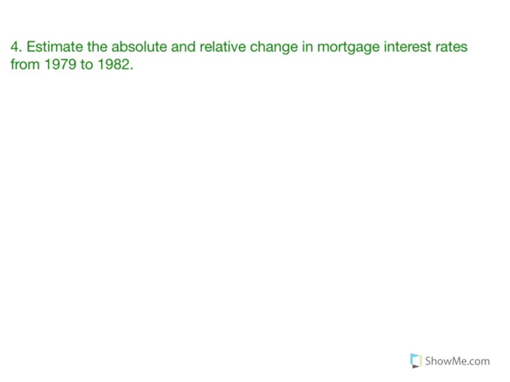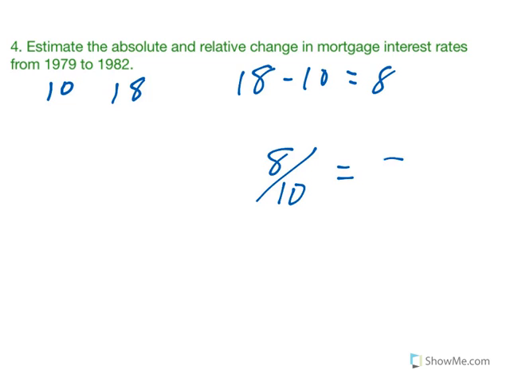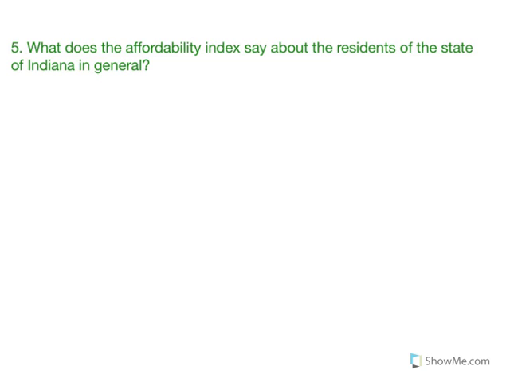In number 4, absolute and relative from 79 to 80. Well, I used 10 for 79 and 18 for 82, and again, you might have used something different, but when I did my absolute, 18 minus 10 is 8, and then my relative, 8 divided by 10, gave me 80%. If you use different numbers, that's fine, right? You had to estimate with the graph, and that is totally okay.